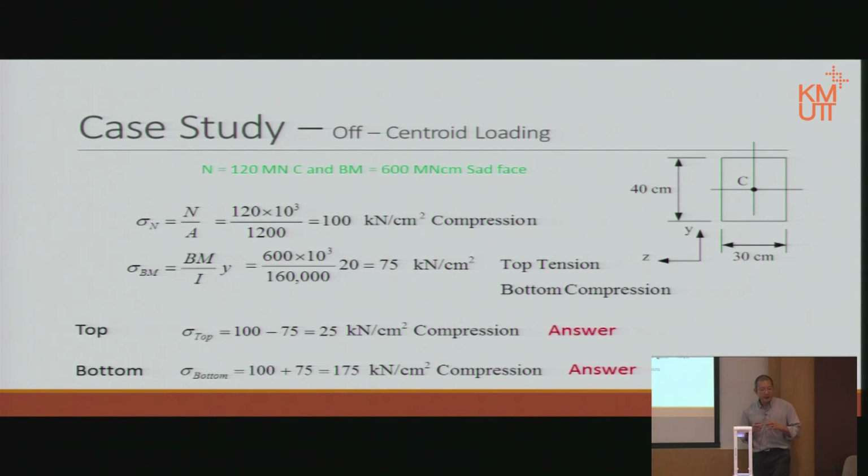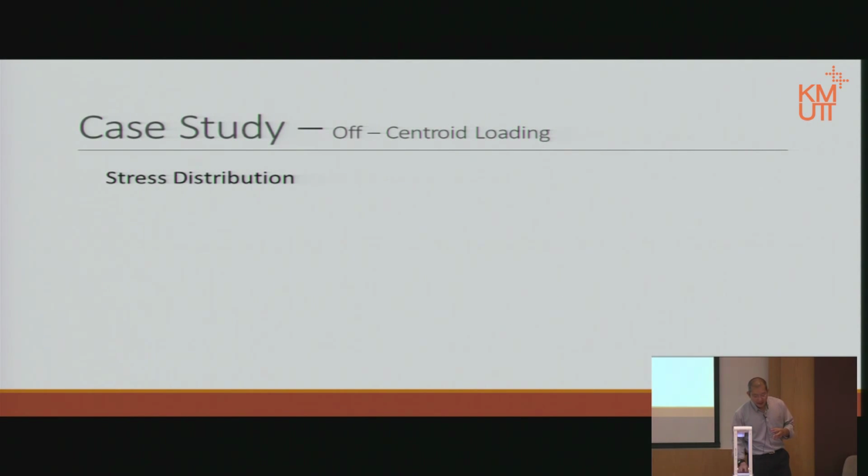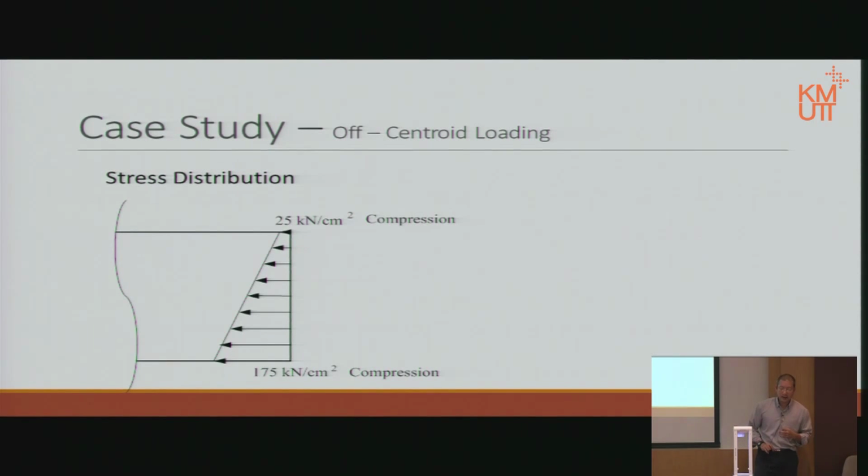Now, how does this work? We know that on the top it is 25 compression, at the bottom 175 compression. How is it built? The fact is this: axial stress caused by axial force is a constant, the same throughout the cross section. Axial stress caused by bending moment is a straight line function. It means that when you combine them, it still becomes a straight line function.